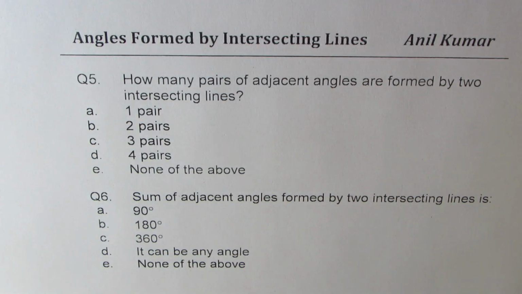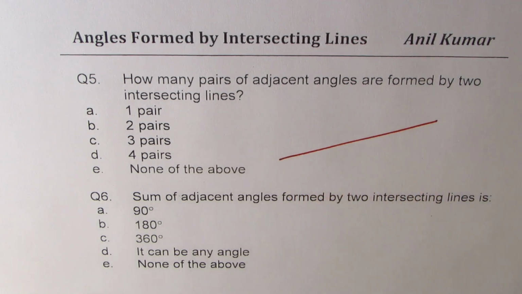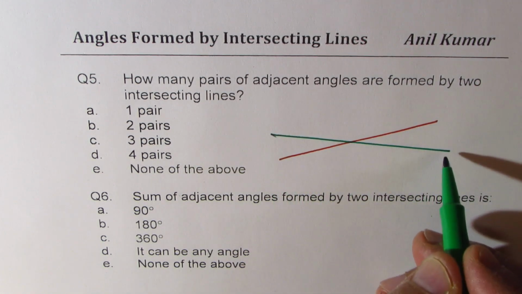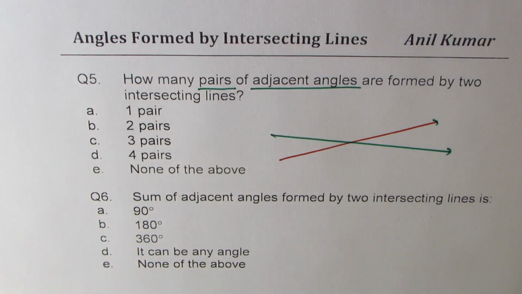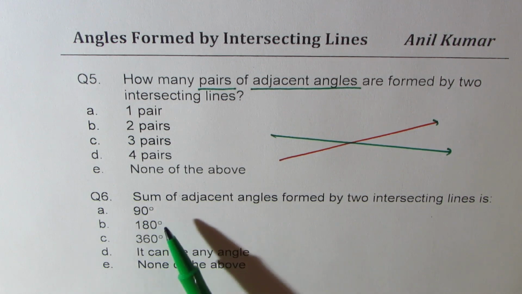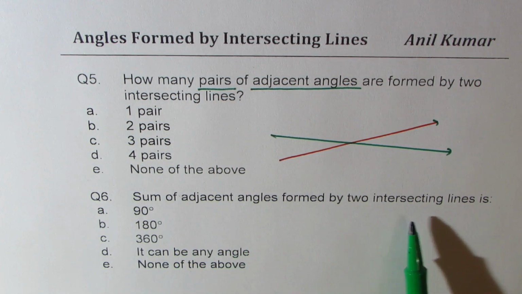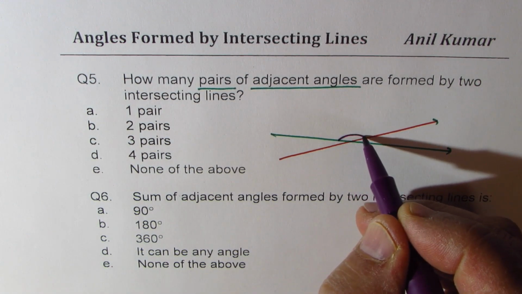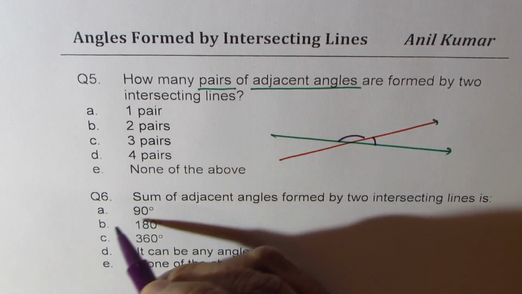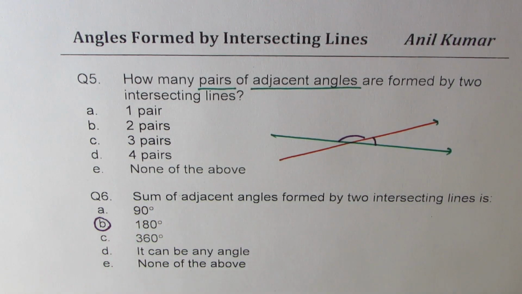The last 2 questions on this are, how many pairs of adjacent angles are formed by intersecting lines? So if I have 2 lines which are intersecting, you have to count the number of adjacent angle pairs, right? Question number 6 is, sum of adjacent angles formed by 2 intersecting lines is how much? So 2 intersecting lines, when we say, as shown above, then the adjacent angles formed will be, do you see these adjacent angles? Always 180 degrees. So option B is for question number 6.